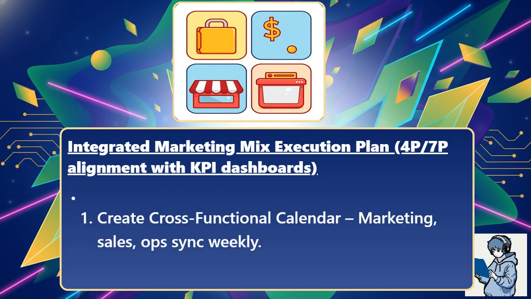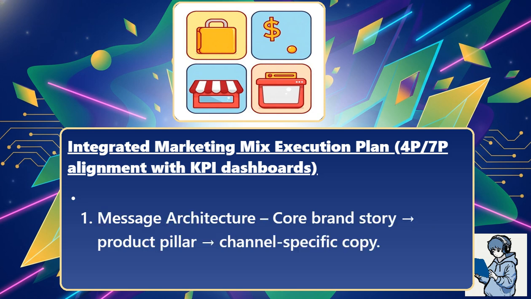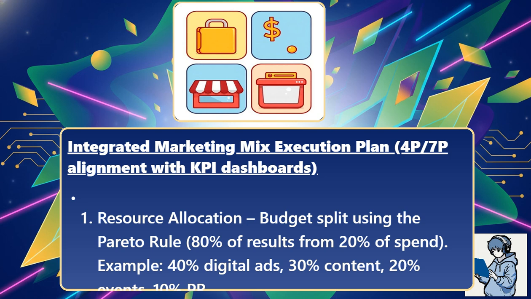2. Create a cross-functional calendar: marketing, sales, and ops sync weekly. 3. Message architecture: core brand story, then product pillar, then channel-specific copy. 4. Resource allocation: budget split using the Pareto rule (80% of results from 20% of spend). Example: 40% digital ads, 30% content, 20% events, 10% PR.